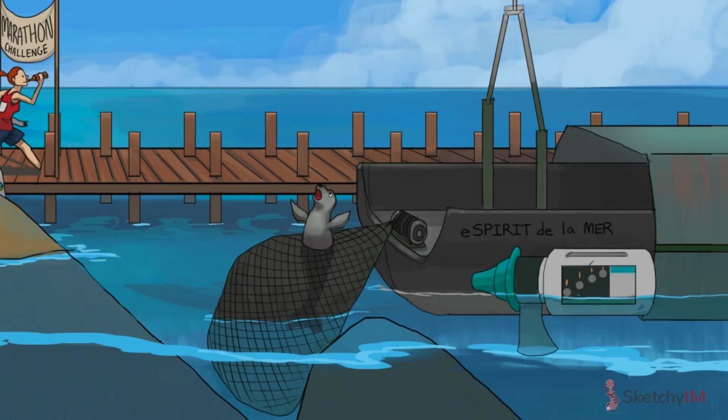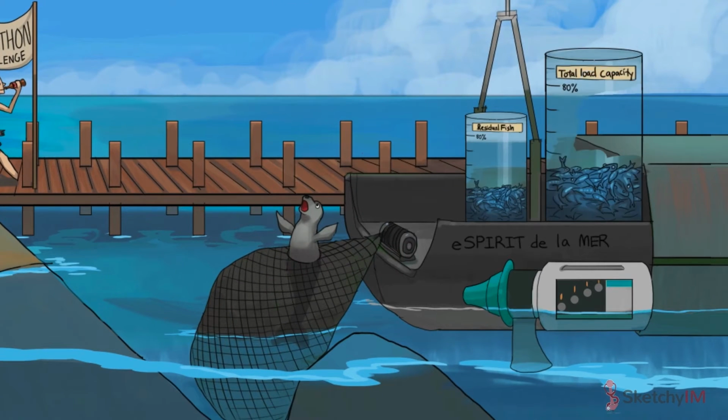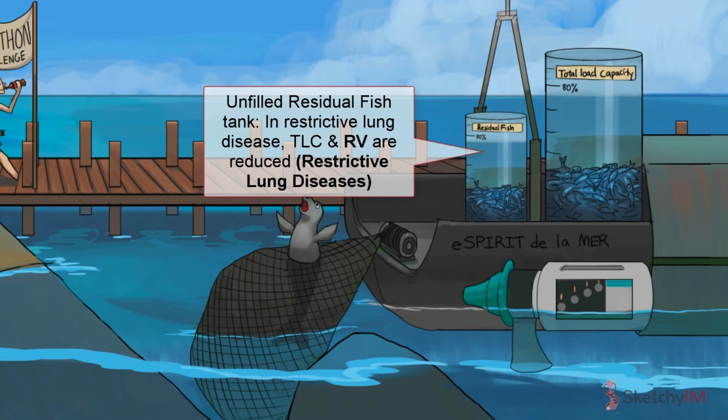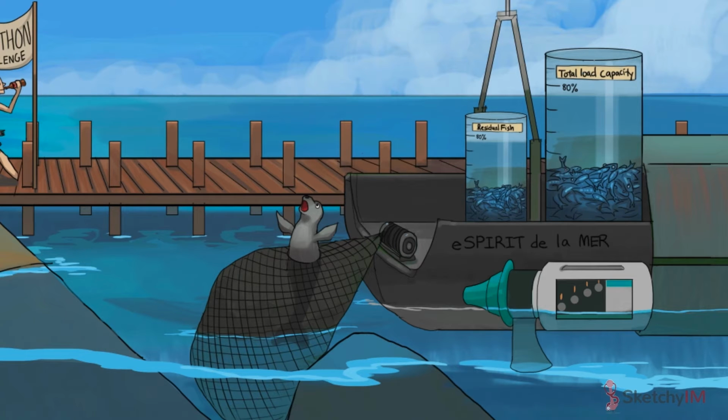Restrictive lung disease has many more flavors than obstructive lung disease, but regardless of the specific cause, the unifying signs common to all restrictive lung diseases are the classic PFT findings. In restrictive lung disease, the lungs are restricted from expanding fully, which means total lung capacity, represented by that total lung capacity tank, and residual volume, represented by that residual fish tank, are both reduced. FEV1 and FVC are also decreased, but in contrast to obstructive lung disease, the reductions in these values are proportional. Thus, the FEV1 to FVC ratio in restrictive lung disease is usually normal or even elevated.